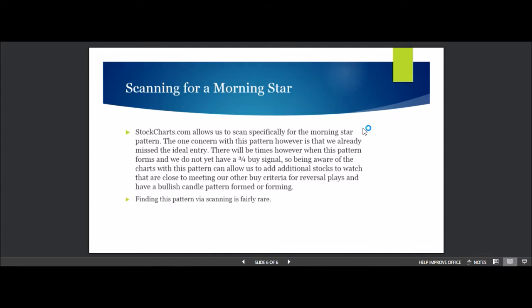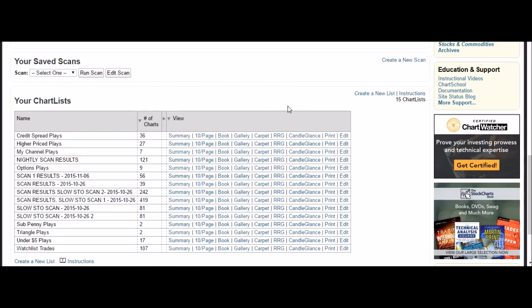Every once in a while you'll see one pop up though, so it's something that you could consider. So if we go ahead and go to stockcharts.com here, we're under our members area. We've scrolled down under saved scans. You can see I have a few of the saved scans here. These are the ones that we talk about in our Scanning with StockCharts video.